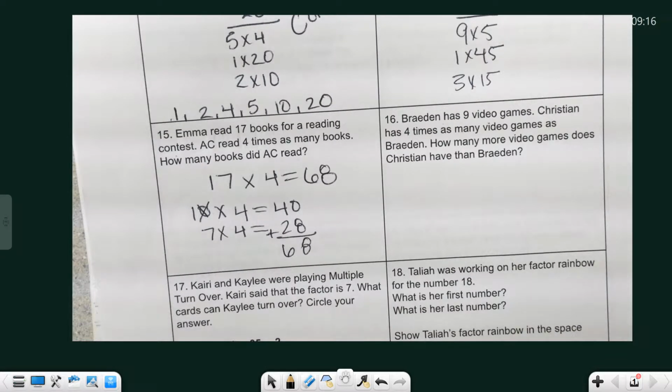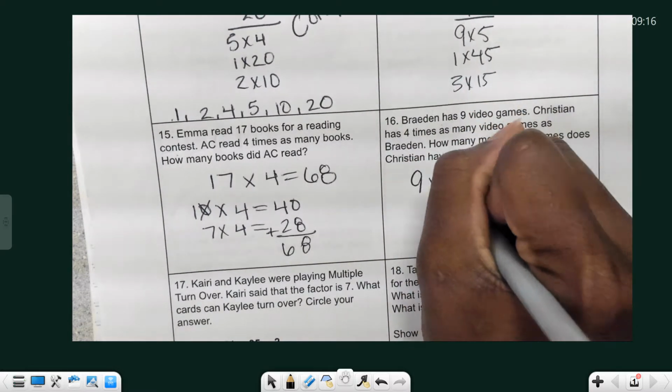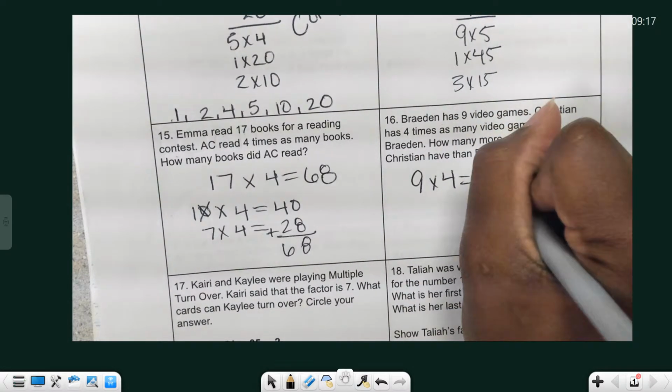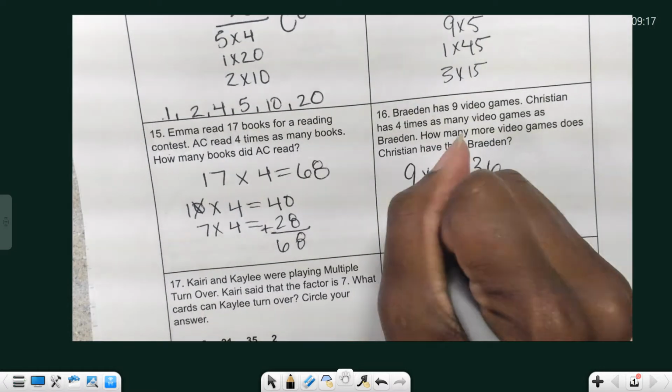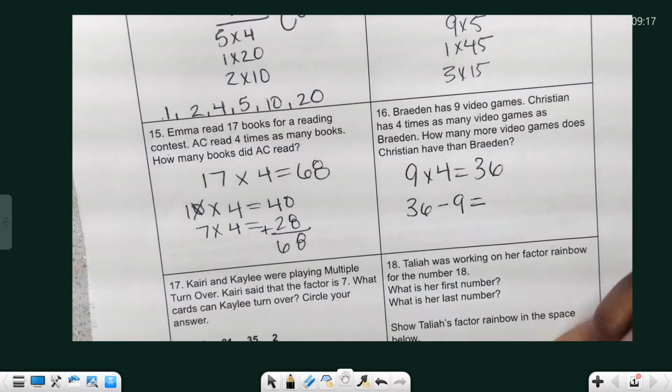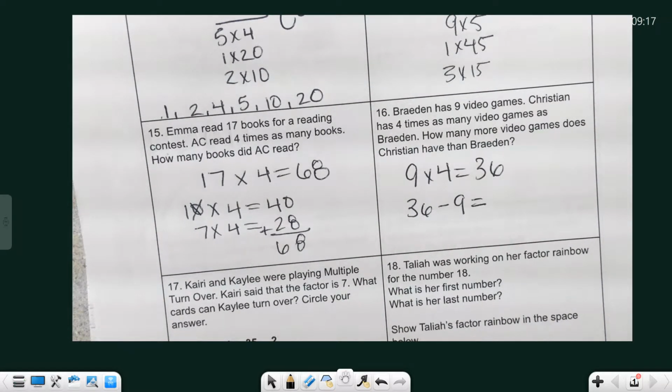9 times 4. Right? So 9 times 4 equals what? 36. Remember, we just did our factors for 36. And what's the second step? We have to subtract 9 from 36. Very good. So then you go 36 minus 9. So how many more video games does Christian have than Braden? Jamaria.